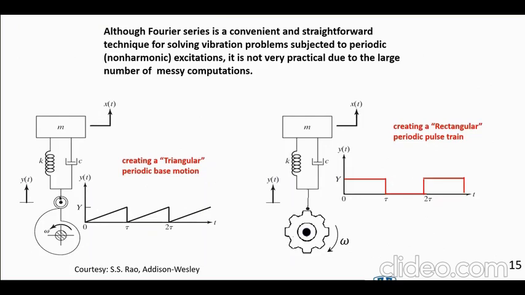Okay, now let's look at some problems here. Here is a base motion, mass spring damper, and the base is attached to this cam, and the cam is turning. When you think about it, you just literally have to sit down and think about it. The motion of the base looks like this: sudden drop, sudden drop, sudden drop. So this cam produces this kind of a displacement.